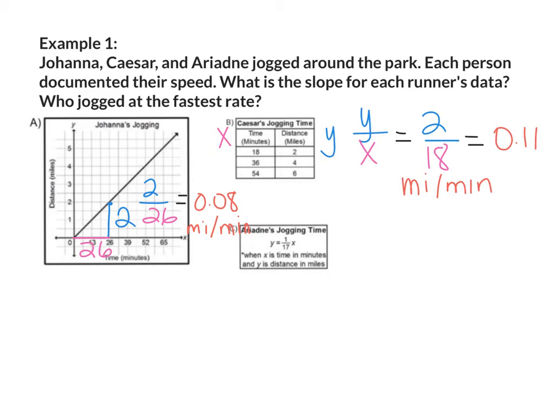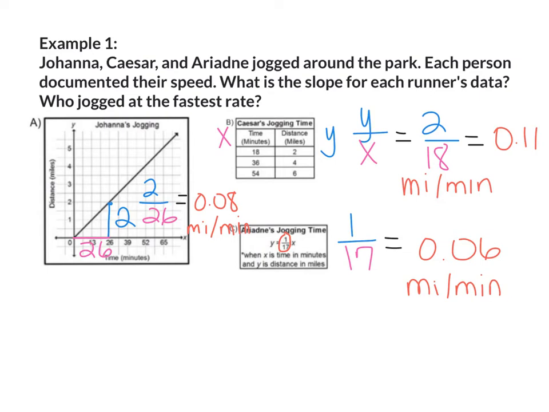Now let's look at Ariadne's jogging time. It's represented by an equation. So our unit rate is the slope. So my slope in this case is 1 over 17. So I'm going to take 1, divide it by 17. That's going to give me 0.06 miles per minute.